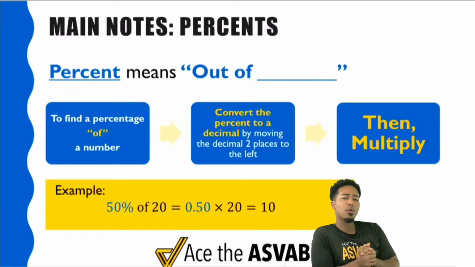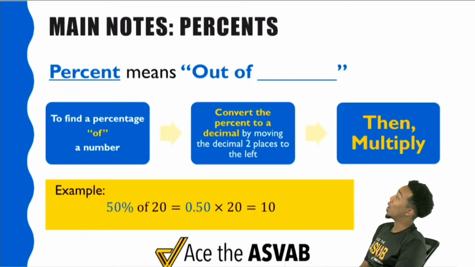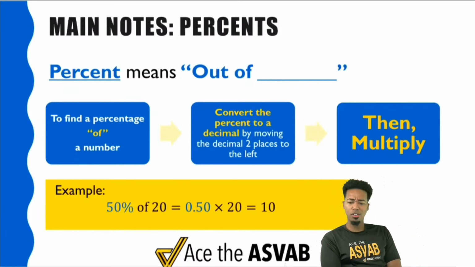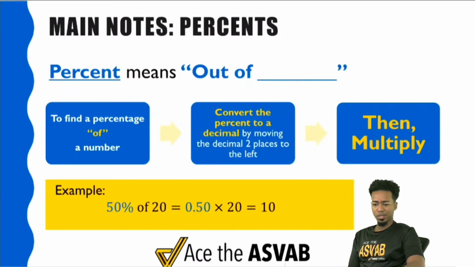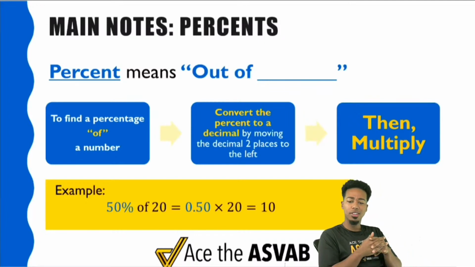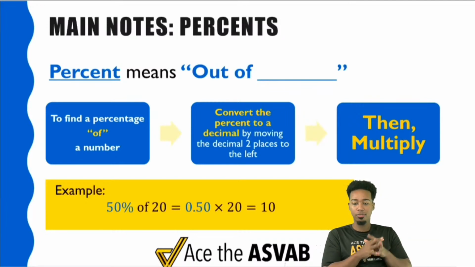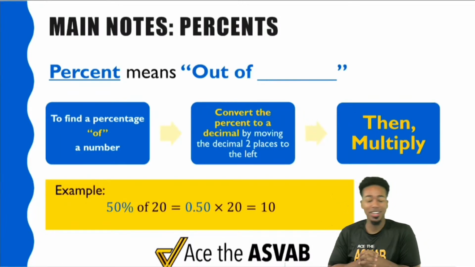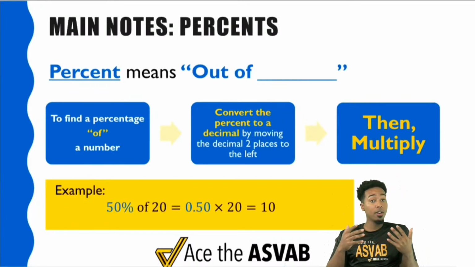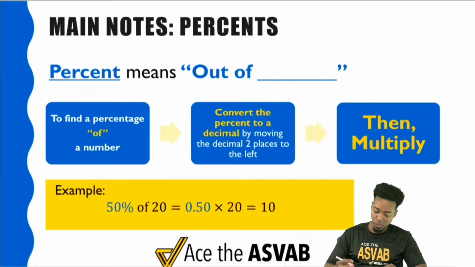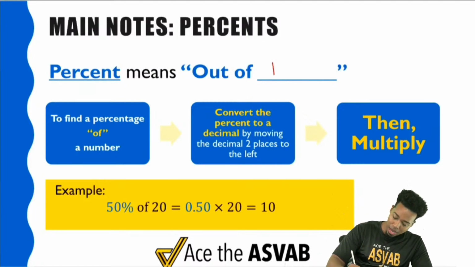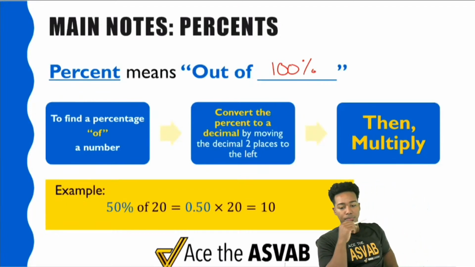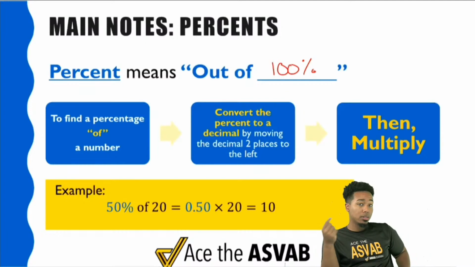Pop quiz. Everyone, percents are out of what? What does the word percent mean? Out of what? And you might see a lot of people in the chat box right now typing in the number 100. But yeah, it's going to be 100. I want to make sure I identify why that is the case. But first, let's write that down. Percent means out of 100. Out of 100%. So here's one way to look at it.